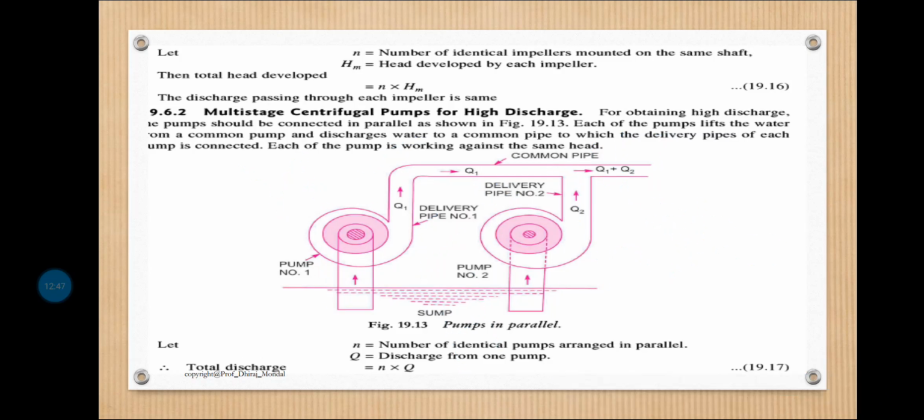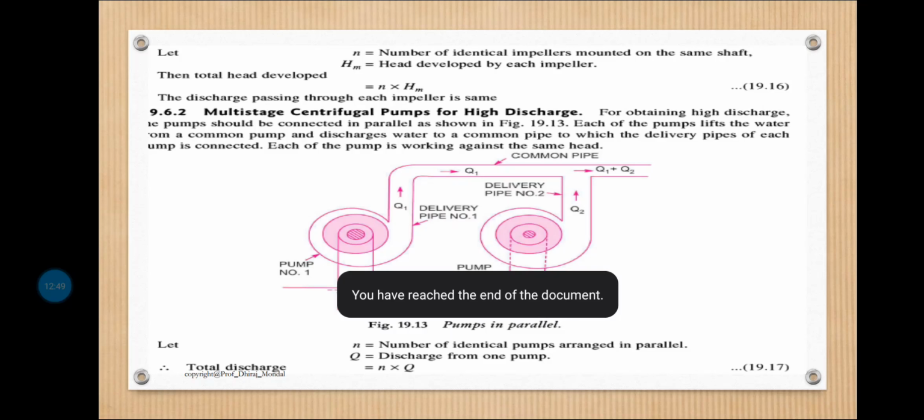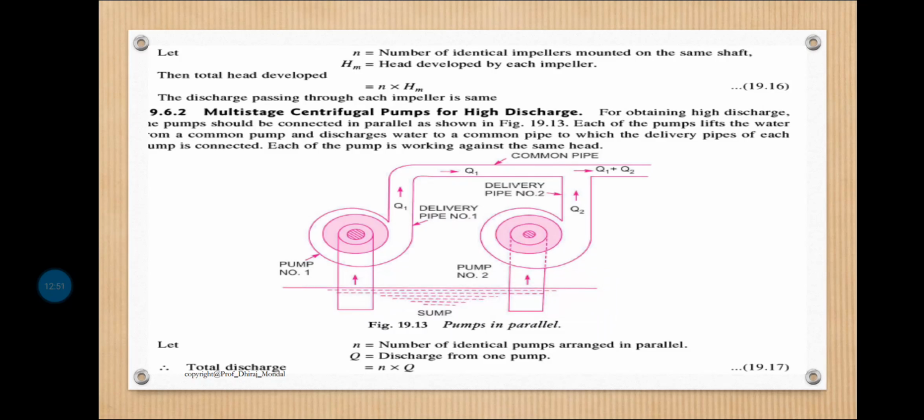Okay, so this is all about the multi-stage centrifugal pump. I hope it is clear. Next class we will be discussing some numericals and all this. So in today's lecture up to this, I hope it is clear.